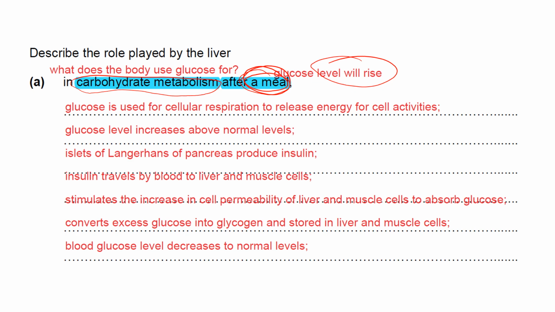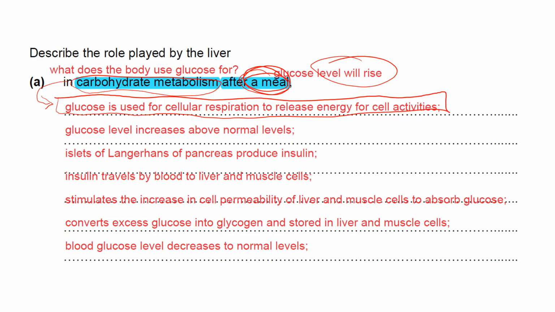In carbohydrate metabolism, you realize that glucose is being used. So this is the one that you need to answer first. Carbohydrate metabolism refers to what glucose is being used for. So this is worth 1 mark. Glucose is used for cellular respiration to release energy for cell activities. Okay, chapter 3, function of glucose.